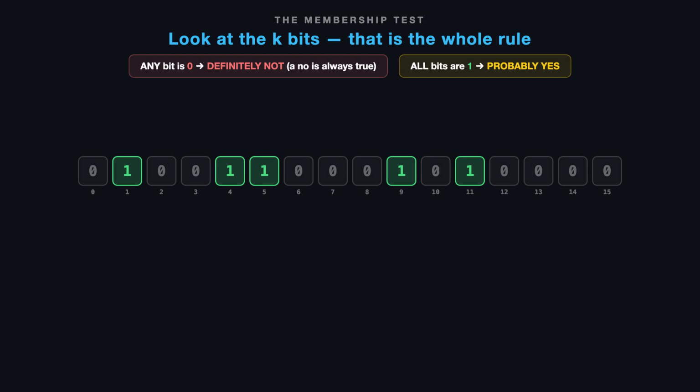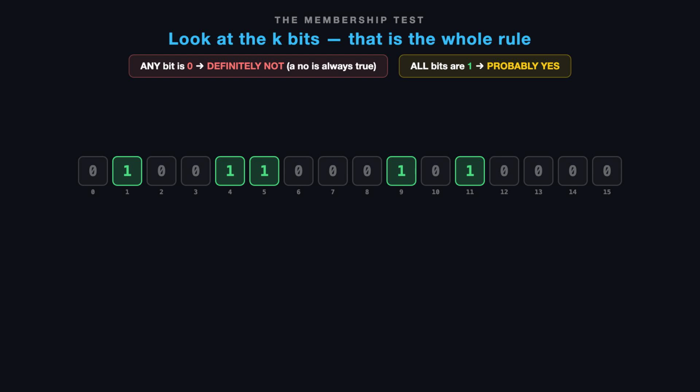Now the heart of it, the membership test. This is where people get Bloom filters wrong, so let us be exact. To ask if an item is in the filter, we run it through the very same hash functions. That gives us its positions, and we look at just those bits. The rule has 2 branches. Branch 1. If any of those bits is a 0, the answer is, definitely not here.